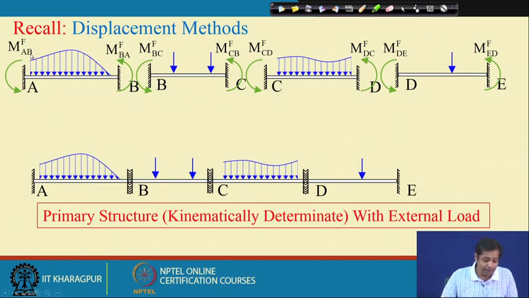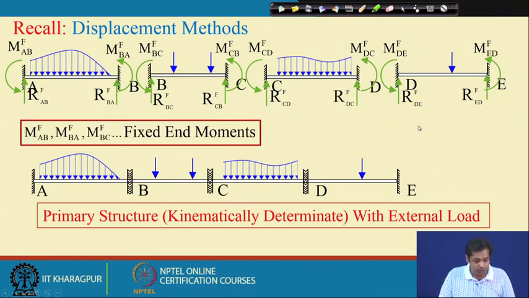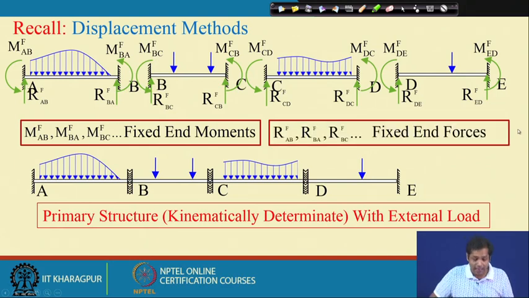So, MAB is the fixed end moment in AB at end A. Similarly, FBA is the fixed end moment in segment BA at point B. Similarly, MD is the fixed end moment at point D. F stands for fixed end moments. Similarly, you can have fixed end reactions. Reactions in this case means the vertical forces. So, these are called fixed end moments and these are called fixed end forces, and together this M and R are called fixed end actions.